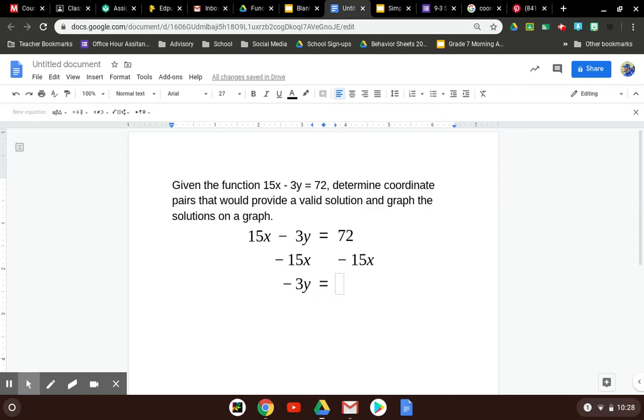Now, I like to put my variables in front, so I'm actually going to rewrite this as negative 15x and then plus 72. All right, that's just my own nuance. I like to have my variables in front. It's just how I was taught.